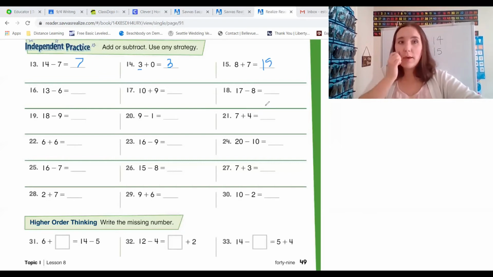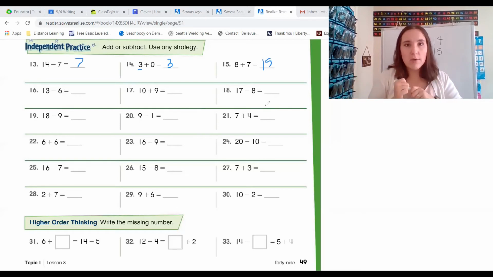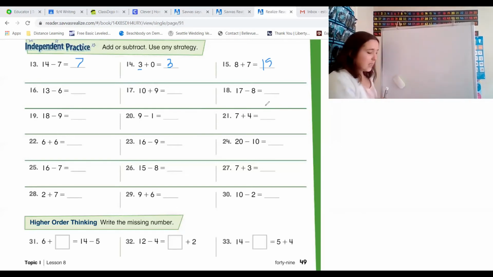Okay, 13 minus 6 for number 16. I'm going to use my number line. Remember, friends, it's okay if you did your problems a different way than I did. You used a different strategy. That's completely fine. I'm just using some of the strategies that I like to use when I do addition and subtraction. 13 minus 6.